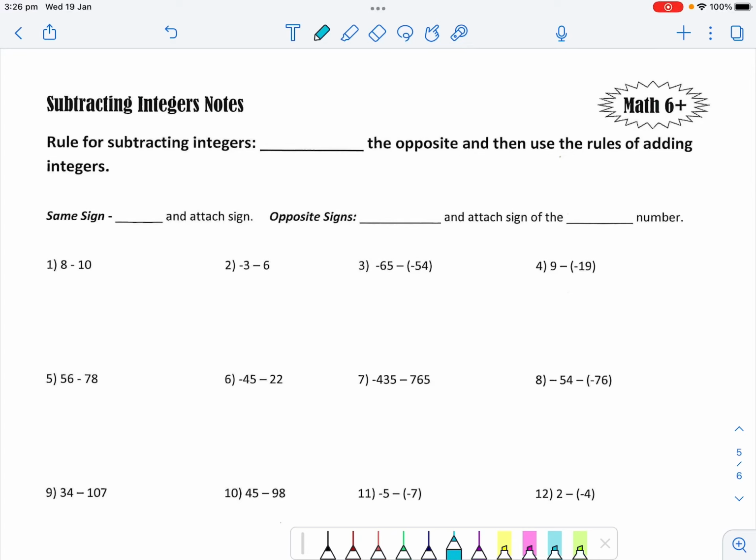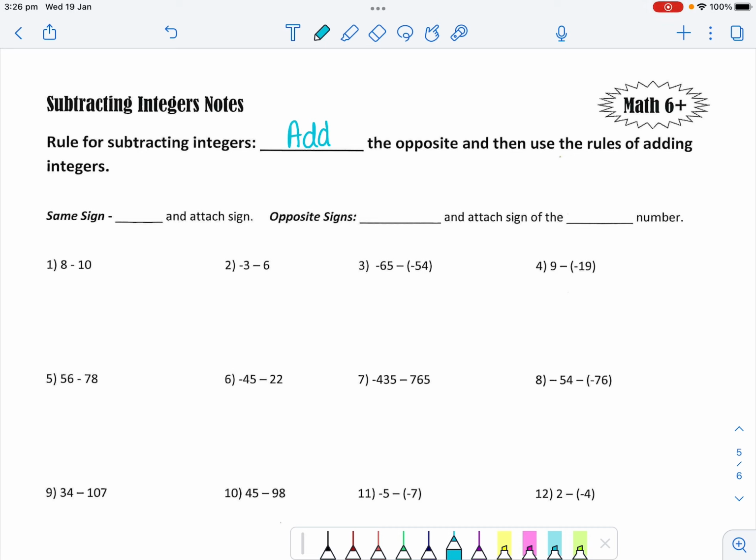Hey everyone, today we are going to talk about subtracting integers. Now for subtracting integers, we are going to revert everything back to addition. So the rule for subtracting integers is to add the opposite and then use the rules for adding.